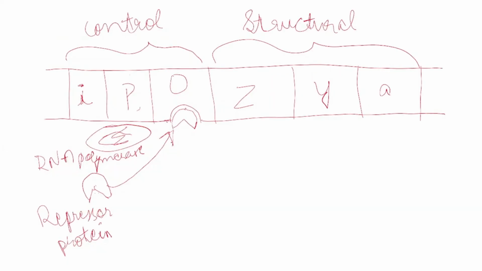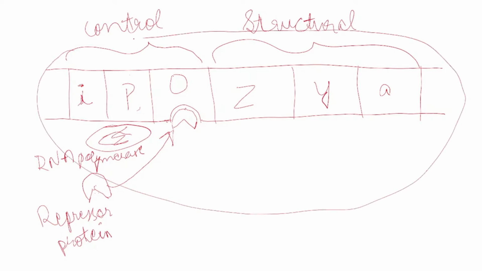When lactose is absent in the culture medium, the repressor is bound at the operator region, and the operator gene is made non-functional because the repressor protein binds at the operator gene. This state is called the repressed state and the phenomenon is called repression. And what happens during repression? The enzymes are not synthesized because the operator region is occupied by a repressor protein.